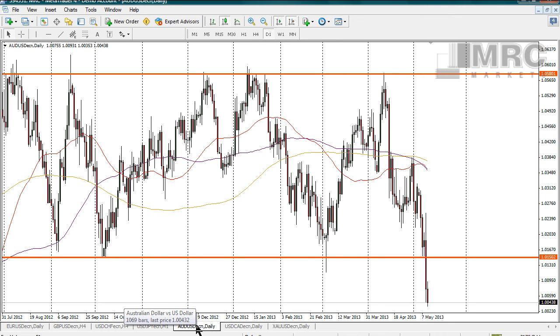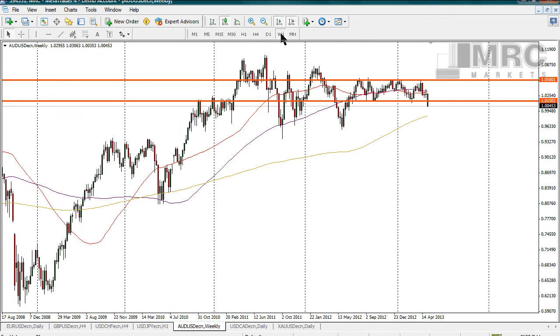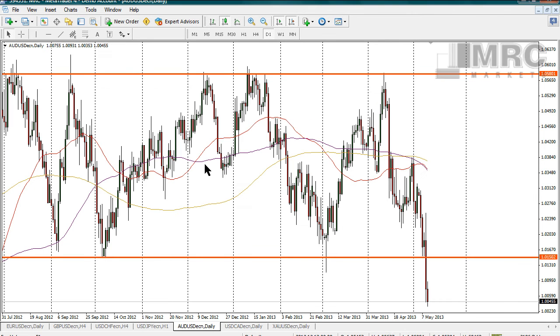Aussie dollar, I've left this up from last week. You can see it clear on the week, whereas in fact it's better on the daily, as it's just been chopping in between these two big levels on the daily, just looking for direction. I mean, if you're playing the range, you could have made a lot of pips.